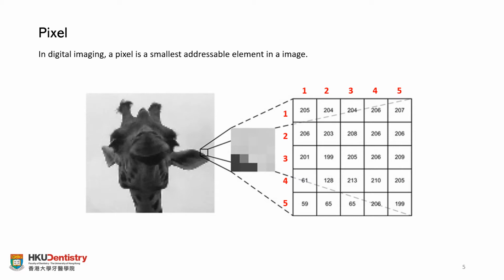An image is made of pixels, and a pixel is the smallest addressable element in an image, where each pixel can be represented by 1 byte. For example, if you zoom in on a big image, here we zoom in on this area, we can see that this area can be considered as a 5 by 5 matrix, and each pixel here has a value between 0 and 255, which is made by 1 byte.